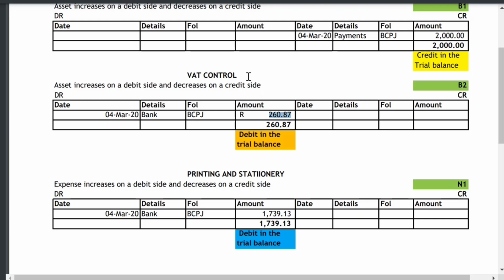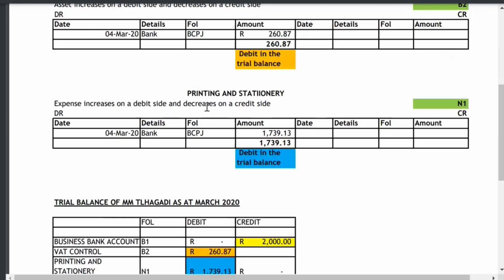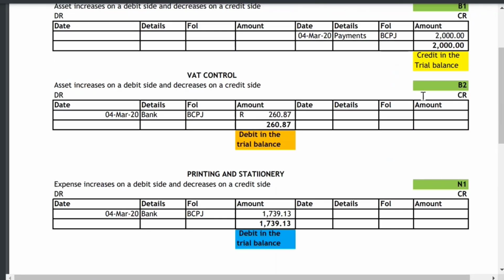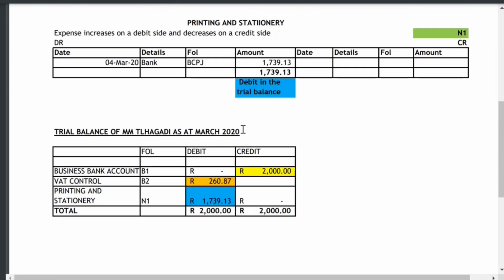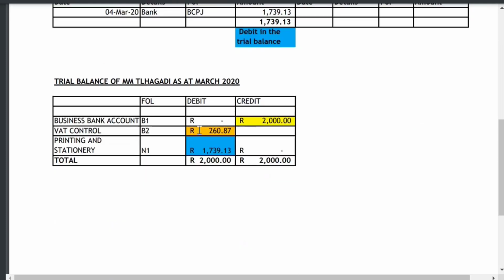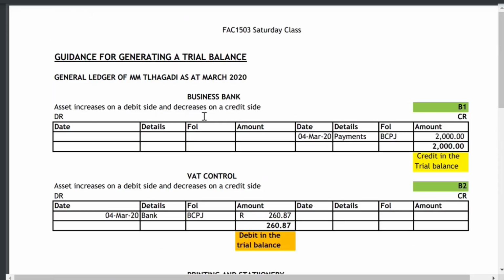So when you take it to the trial balance, you're going to take the account VAT control, and what account is it? It is account B2. We're going to put B2 here. And what is the amount on the general ledger? It is 260.87. You put it as 260.87 on the trial balance.